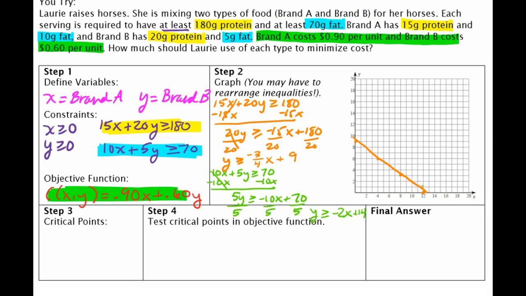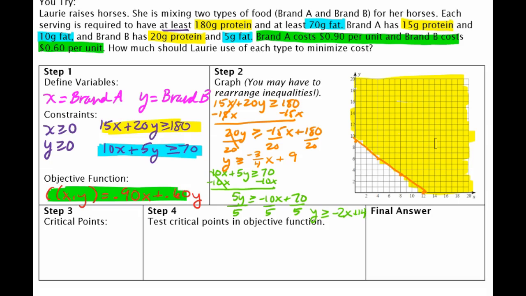And then for my shading, this is greater than, so I want everything above the line. So that would be all of this up here. This looks a little different than the ones that we've done where we're trying to maximize profit. Instead of being contained in the corner, now it's everything out above.